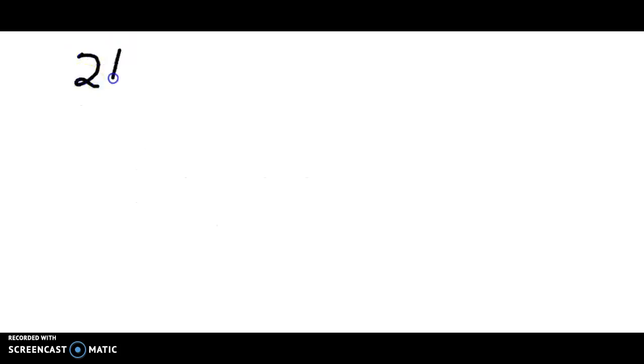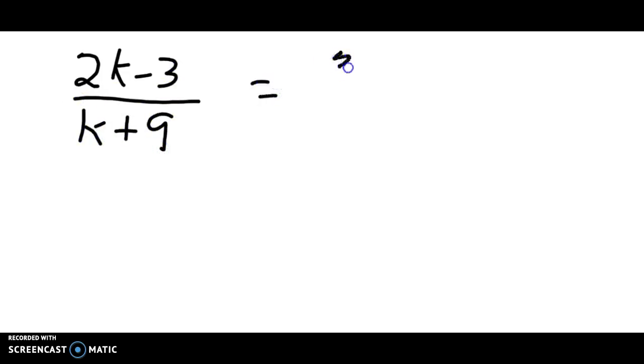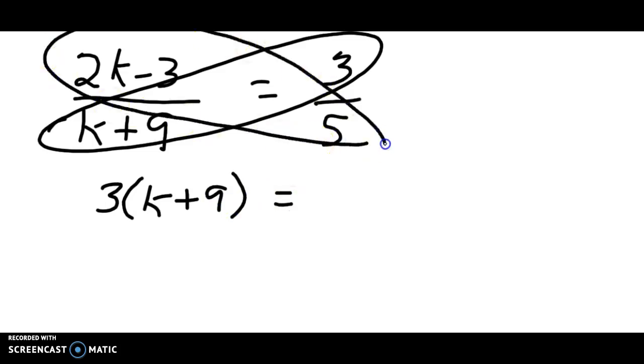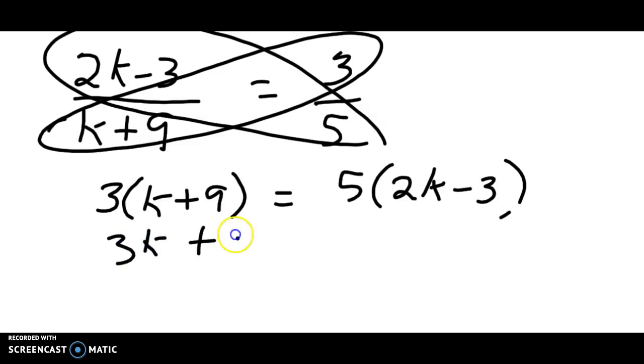So you have 2k minus 3 divided by k plus 9 equals 3 divided by 5, or 3/5. So I'm going to do this one. 3 times k plus 9 equals 5 times 2k minus 3. So we have distributive property on both sides. 3k plus 27 equals 10k minus 15.